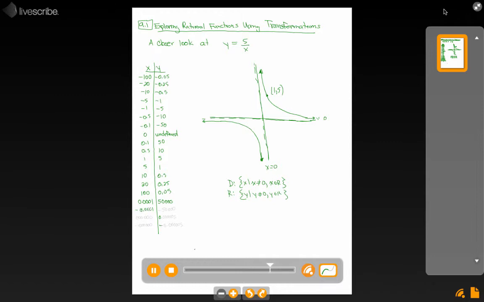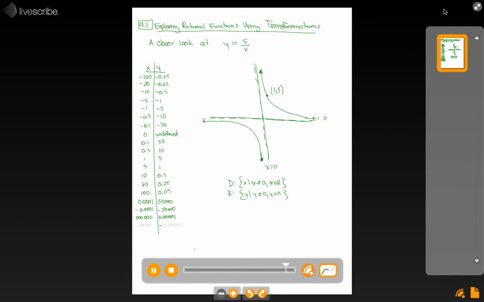If I did negative 0.0001, I'd get negative 50,000, and you can see that this thing also heads off infinitely in a negative direction. Another interesting thing to look at would be if you put in a number like 1,000,000 for x, your value of y ends up being 5 divided by 1,000,000, so 0.000005.